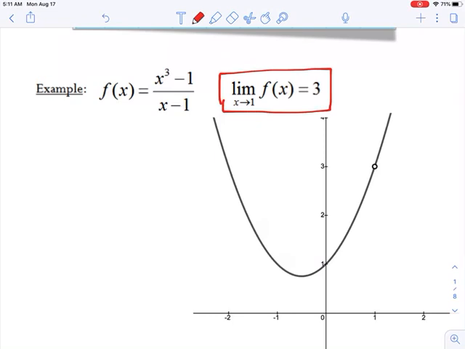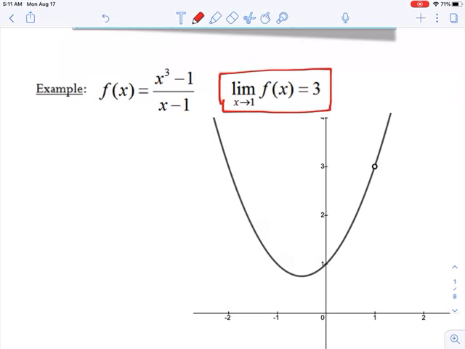So here is our graph. You'll notice that at the coordinate (1, 3), our graph has a hole. Remember, when we can cancel out factors from our numerator and denominator, we are left with a hole in our graph.